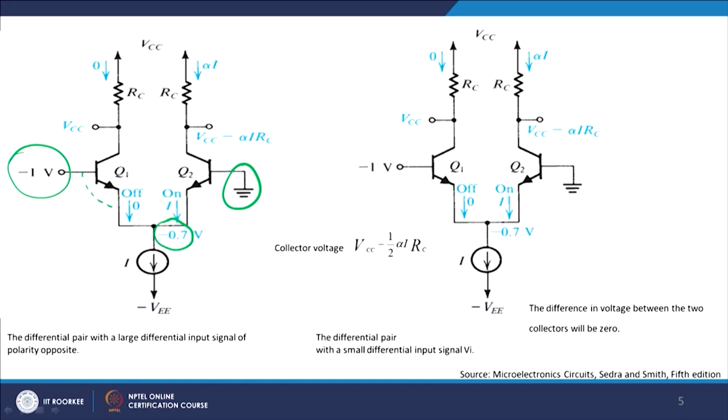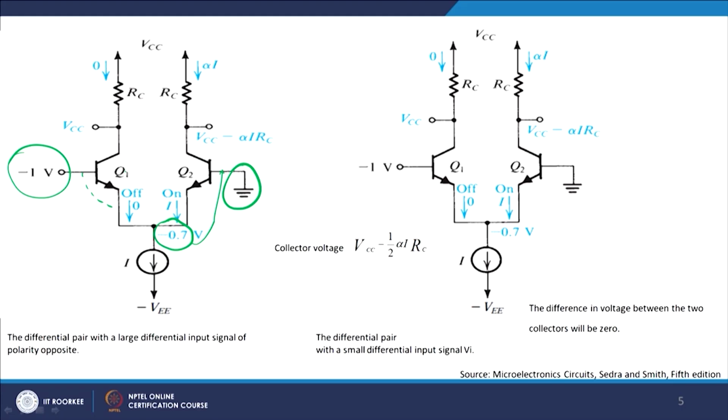Minus 0.7 primarily means that this will be 0 bias, between this and this it will be 0 bias. So, what will happen is that Q2 will now be on and Q1 will be off. Understand the relationship: I am going for both the positive swing and the negative swing in my input. When I did a positive swing, my Q1 was on and Q2 was off, with Q2 grounded. With my negative swing, of course Q1 will go off and Q2 will go on.